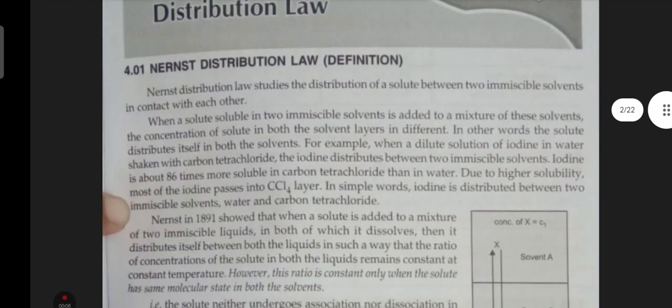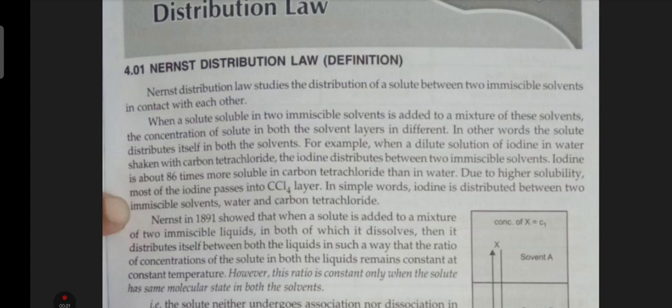I am here to explain the chapter of physical chemistry, that is distribution law. Now we will start our chapter. Firstly, we will discuss Nernst distribution law. Nernst distribution law studies the distribution of a solute between two immiscible solvents in contact with each other.